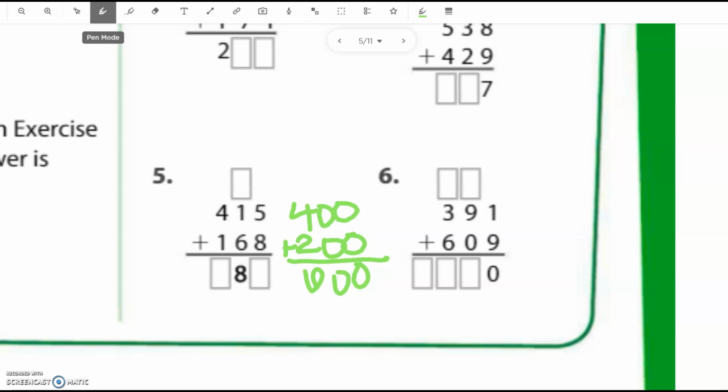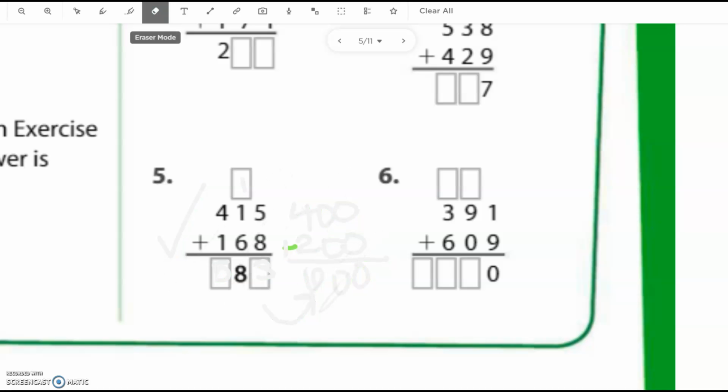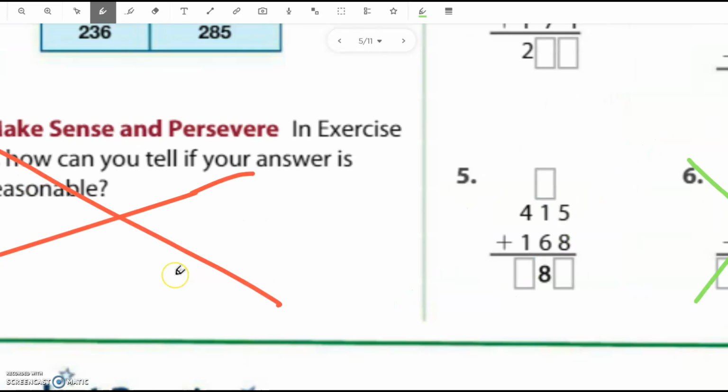5 plus 8 is 13. Carry the 1, drop the 3. 1 plus 1 is 2, and 2 plus 6 is 8. And 4 plus 1 is 5. 586 is close to 600, so I can give that a check. Make sure you have that written down. And we are going to skip number 6.